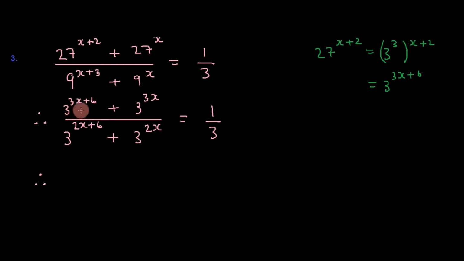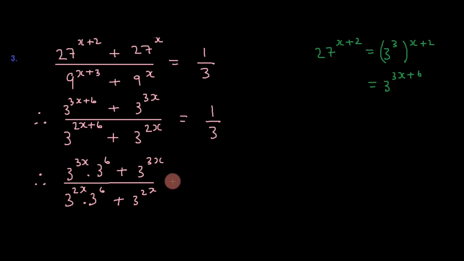We're going to split up the first term in the numerator as 3 to the 3x times 3 to the 6. And in the denominator, we're going to split up the first term as 3 to the 2x times 3 to the 6. The right-hand side we can also write as 3 to the negative 1.